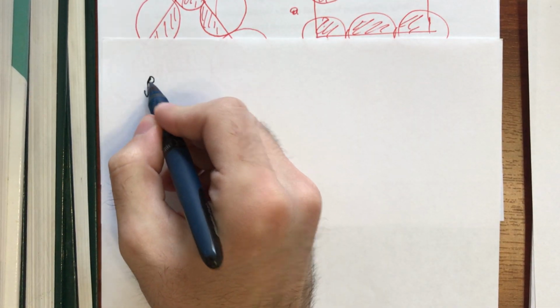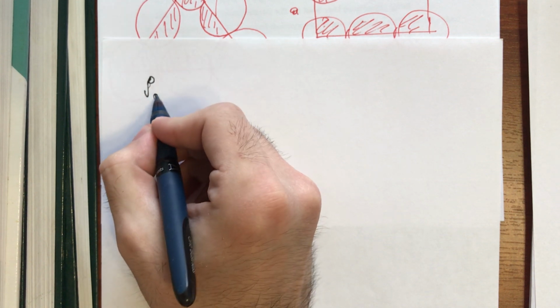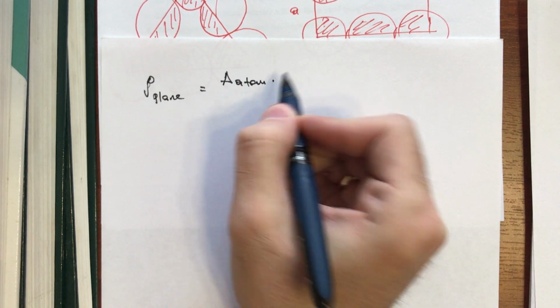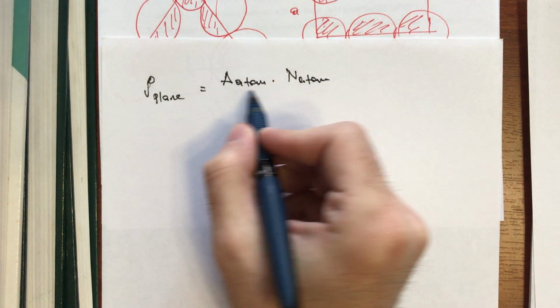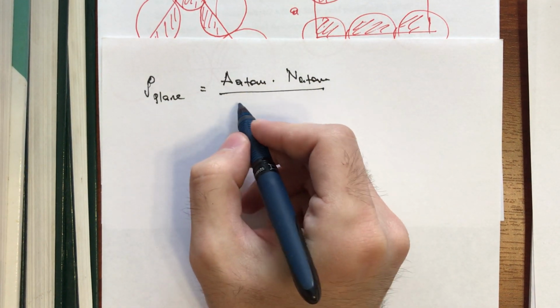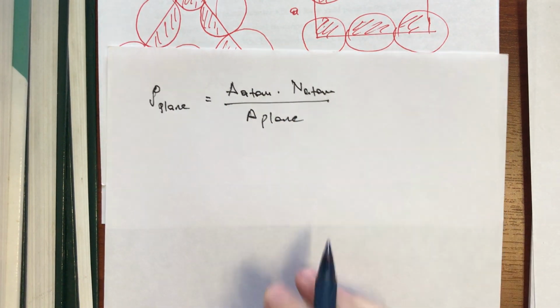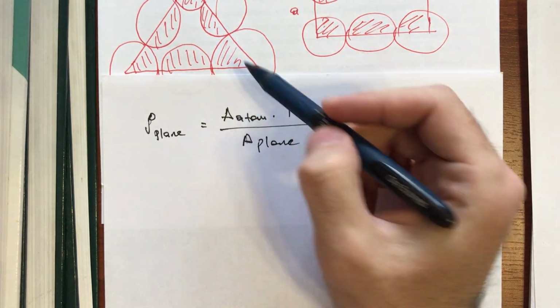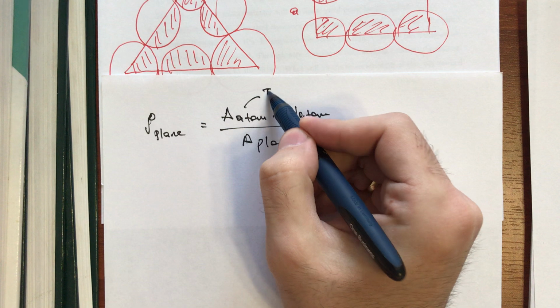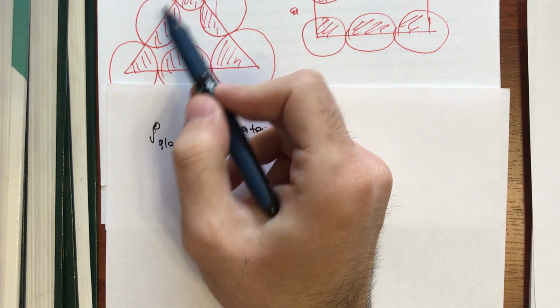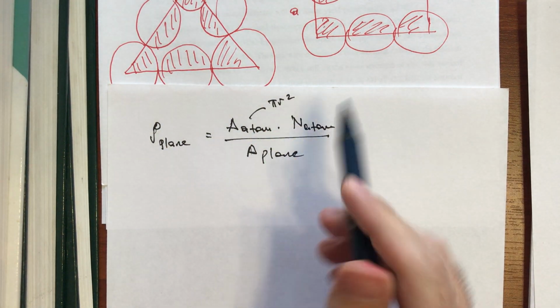So planar density, by definition, for a given plane is going to be the area occupied by one atom times the number of atoms, divided by the area of the plane. Each atom has area pi r squared. We know that from basic geometry. Now the issue is calculating the number of atoms lying inside the plane and the area of the plane.